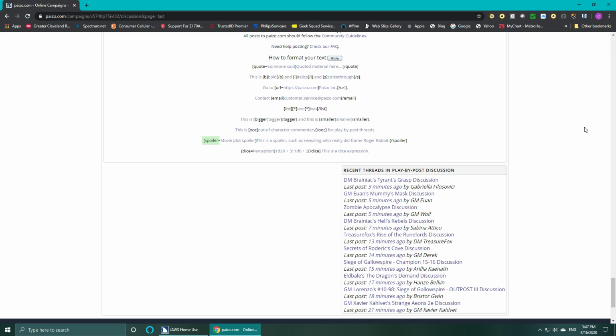S P O I L E bar equals M O V I E space P L O T space S P O I L E bar right bracket T H I S space I S space A space S P O I L E bar comma space S U C H space A S space bar E V E A L I N G space W H O space bar E A L L Y space D I D space F bar A M E space bar O G E bar space bar A B B I T period left bracket slash S P O I L E bar right bracket.